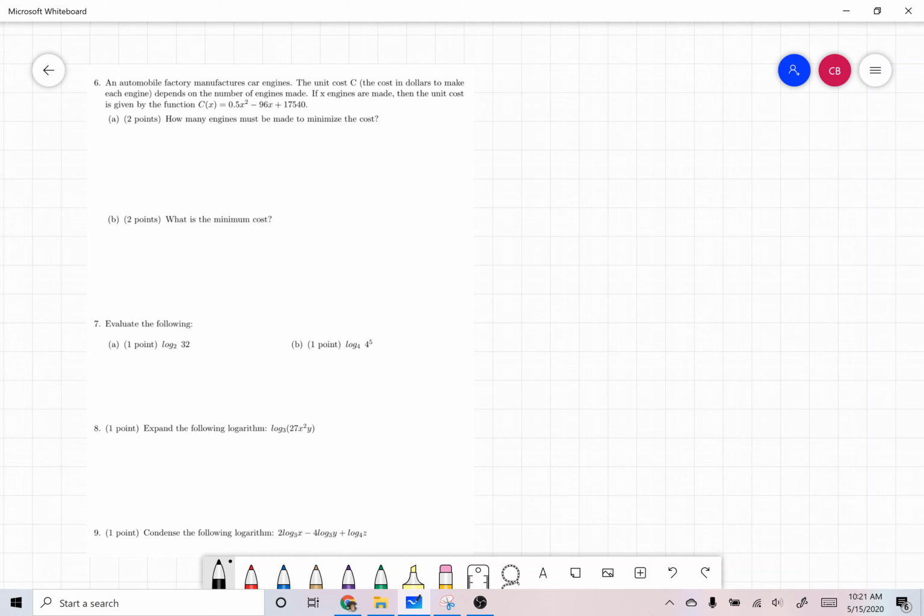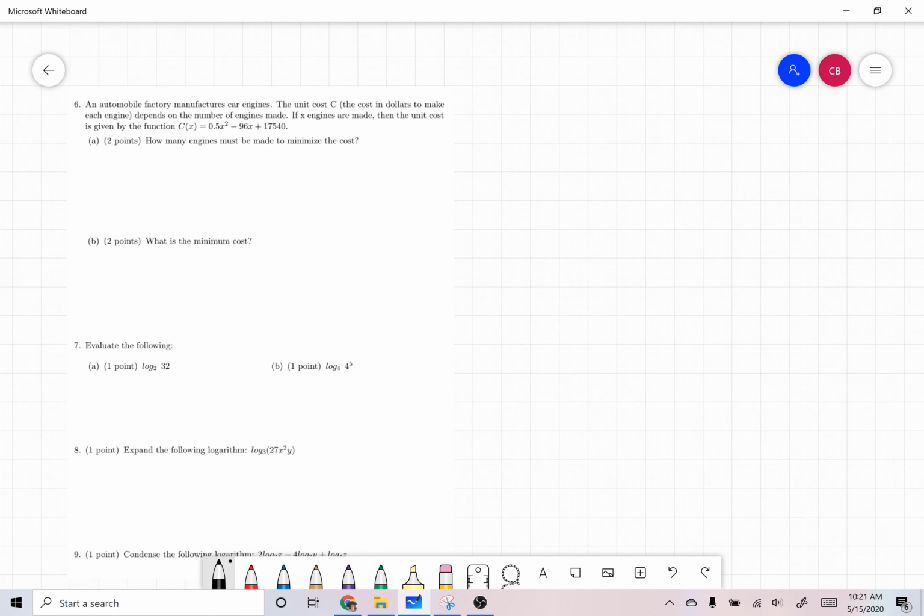Okay, so for this one, we have an automobile factory manufacturing engines. The unit cost C depends on the number of engines made. Then it's given by the function. So we have the function 90. How many engines were made to minimize the cost?